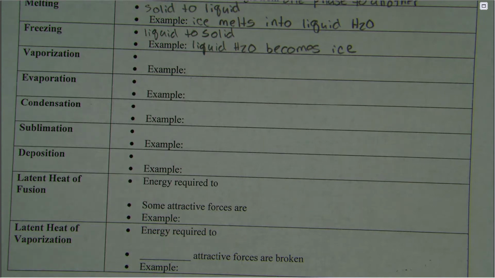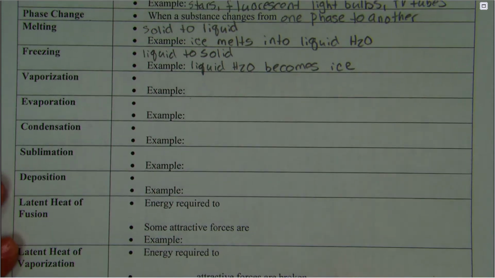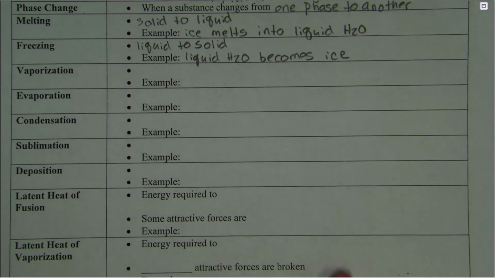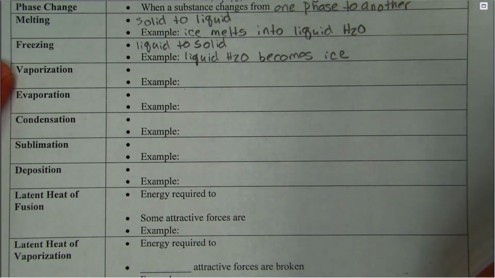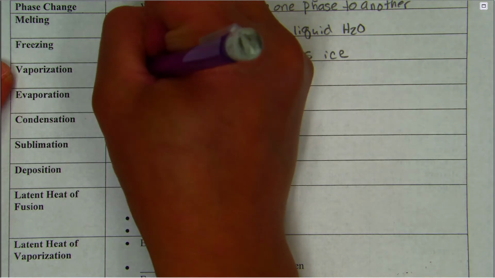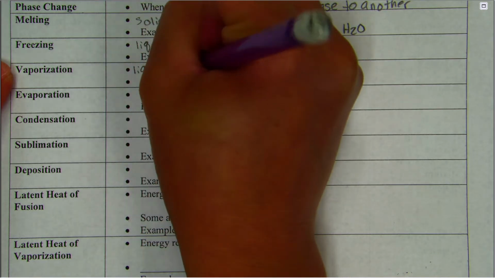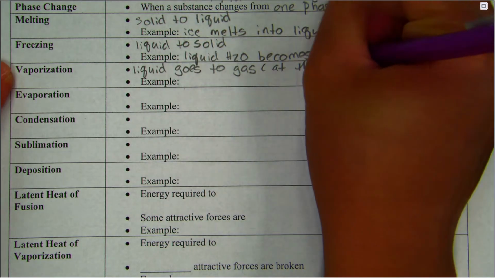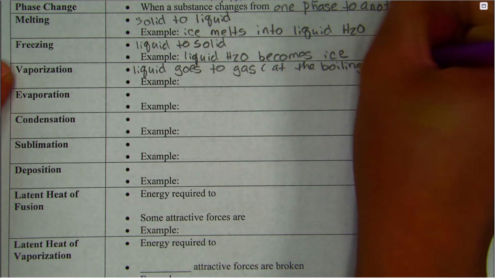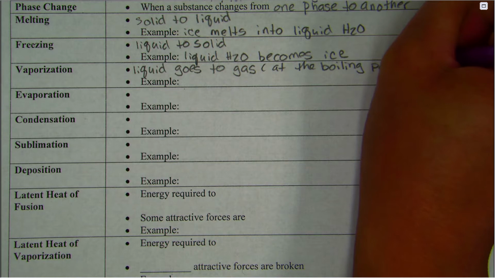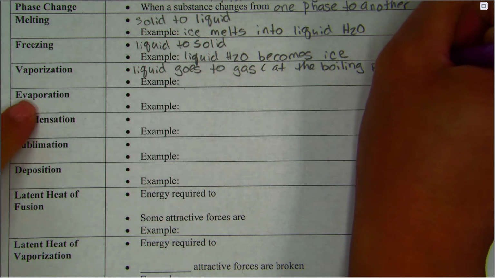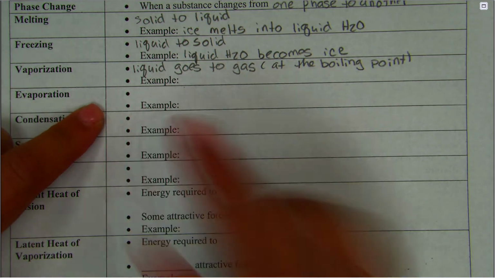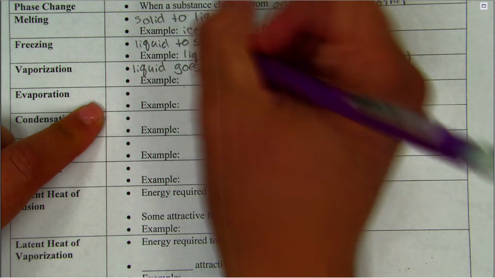Let's go ahead and define our phase changes. Now, all we're looking at here are our different types of phase changes, which we defined in a previous lesson. Vaporization, this is when a liquid goes to a gas. And this is going to happen at the boiling point, so the temperature at which something boils. Now, vaporization is different from evaporation. We're going to talk about that difference in a minute. Vaporization, an example would be liquid water becomes steam.